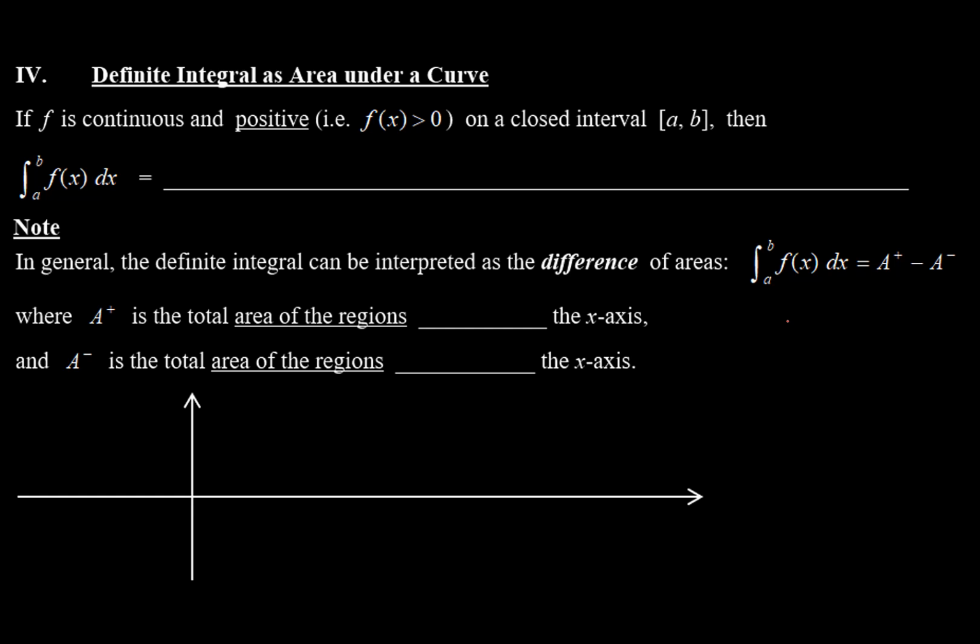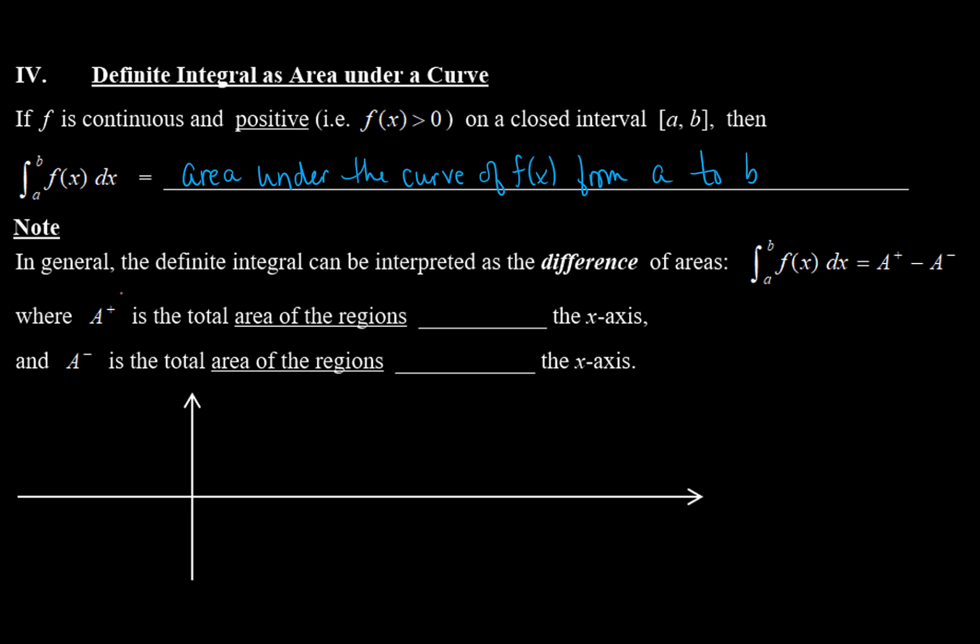Next, let's look at the definite area under a curve. So if f is continuous and positive, in other words, f of x is greater than 0, and it's on a closed interval [a, b], then this integral of f of x from a to b can really be thought of as the area under the curve of f of x from a to b.